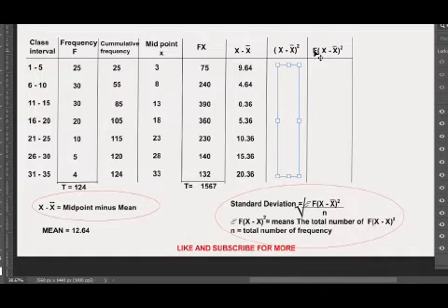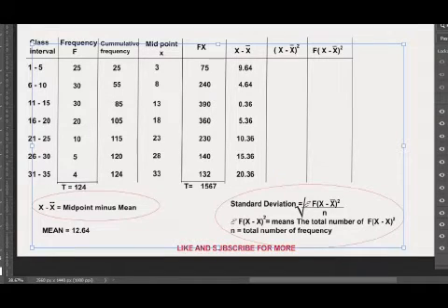You will notice that we have f open bracket x minus x bar square, but before you can get this, we have to first get this x minus x bar, then we get this x minus x bar square before we now get f open bracket x minus x bar square. You understand this? They are all in orderly manner. You can't get this one unless you have gotten your mean. You can't get this one unless you have gotten this one. And you cannot get this one unless you have gotten this one.